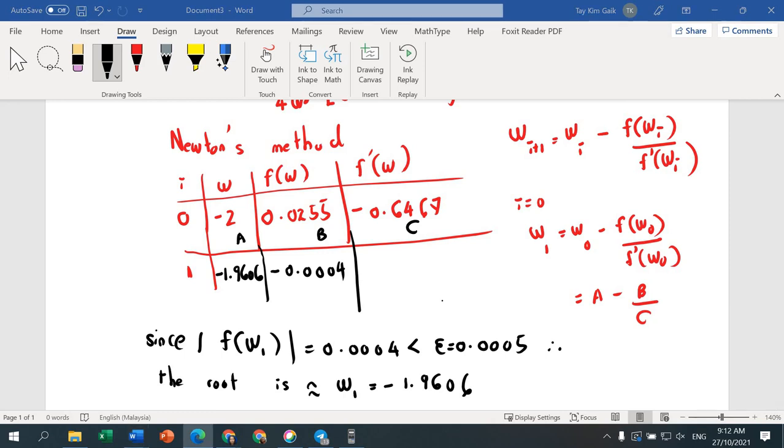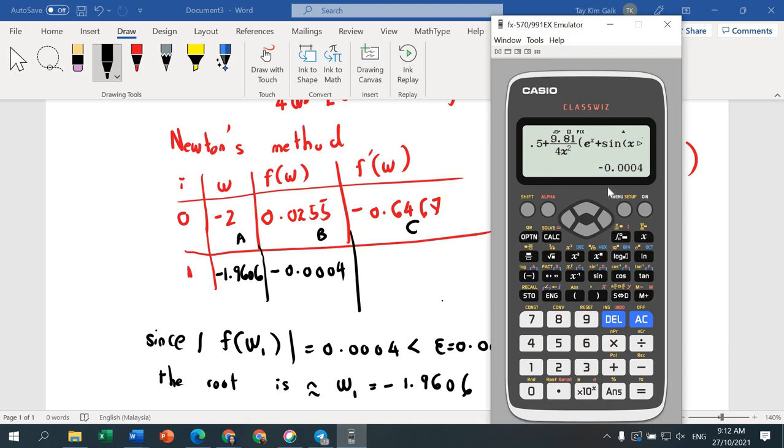You check the answer. The answer provided is using the secant method, Question 3. The answer is off a bit because the answer provided is using the secant method. If I put -1.9606, sometimes the answer will be off a bit.